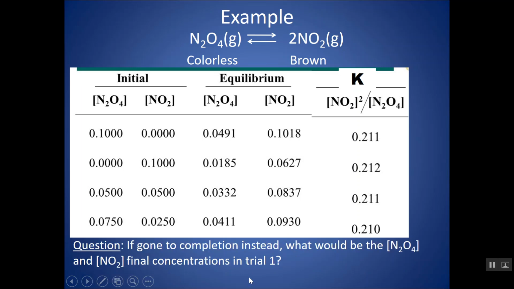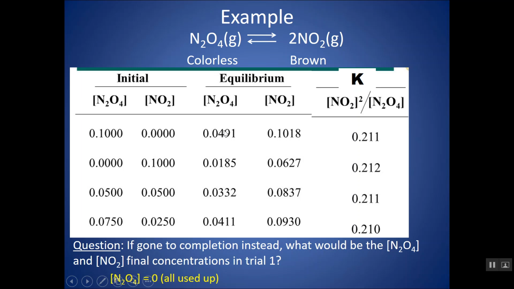Let's answer this question. If I had gone to completion instead, okay, what would I have expected the N2O4 concentration and the NO2 concentrations to be if trial 1 had gone to completion? Take a moment and answer that question. Okay, so if it had gone to completion, all this reactant, 0.1 molarity, would be used up, right? So if I go to my stoichiometry, okay, N2O4, first of all, would be a 0, right? It'd be completely used up.